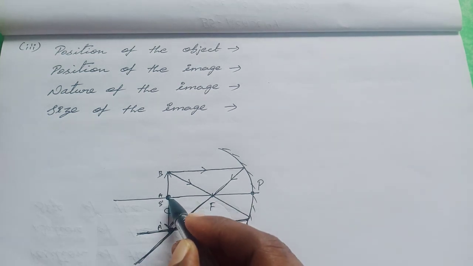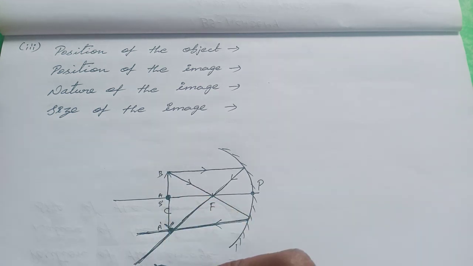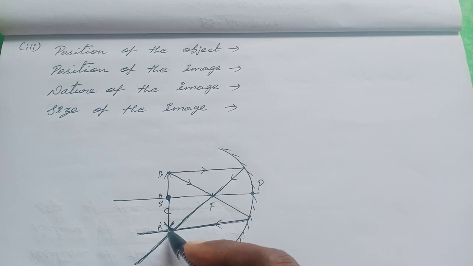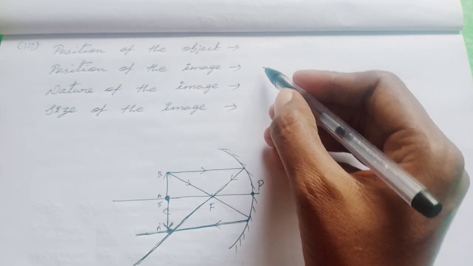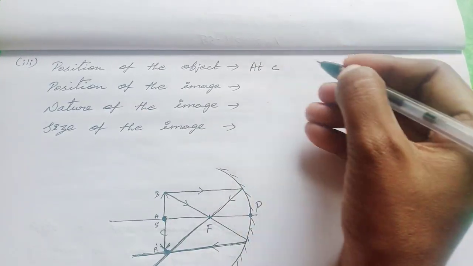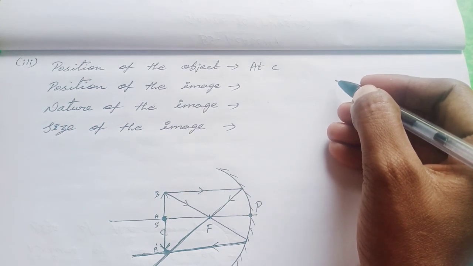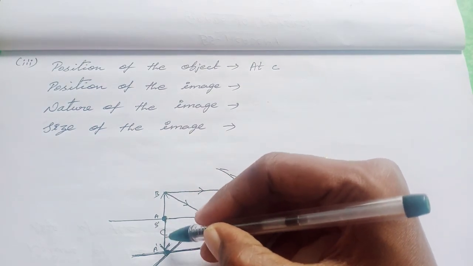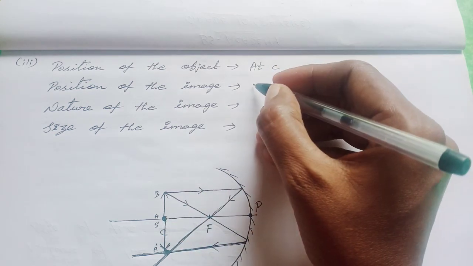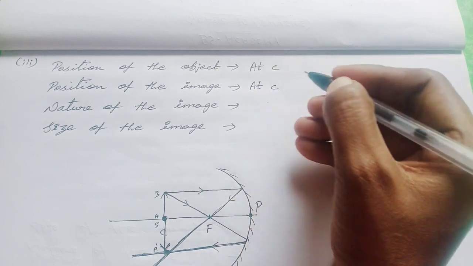So if the object is placed at the center of curvature, note down this point students, this is very much important. See, when the object is placed at the center of curvature, the image is also formed at the center of curvature. Okay, so we can write the position of the object. So what is the position of the object? Object is placed at the center of curvature, that is at C. And what is the position of the image? Image is also formed at the center of curvature itself. So the image is formed at C.